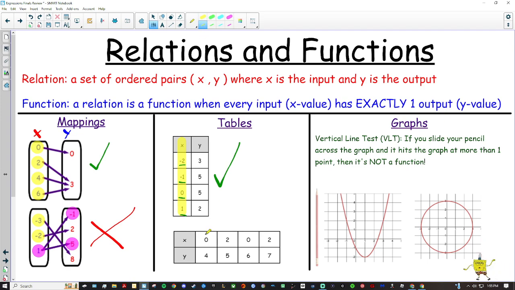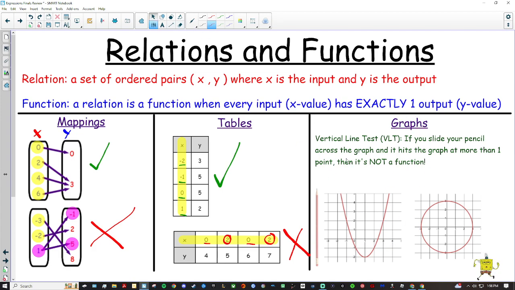If we take a look at our second table, here are my x values across the top. I have 0, 2, 0, and 2. You can see this is a big no-no. I have a 0 that repeats. I have a 2 that repeats. This is a double fail. If I have an x value that shows up more than once, it is not a function.